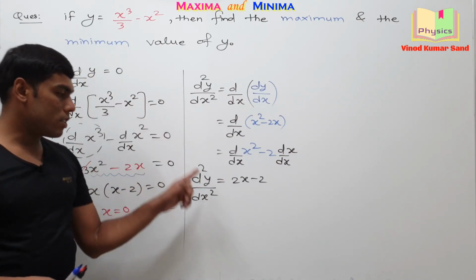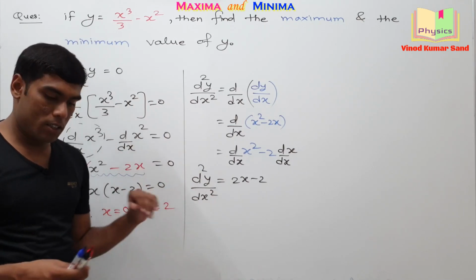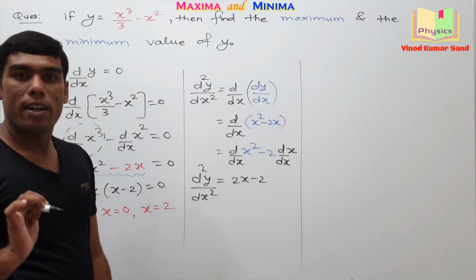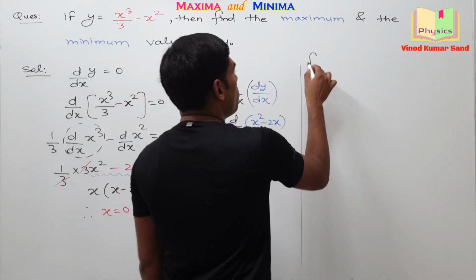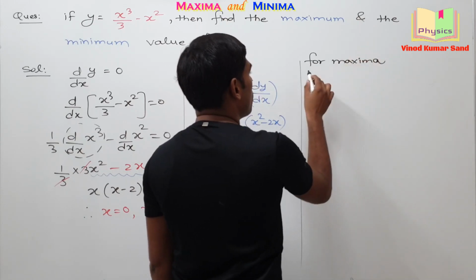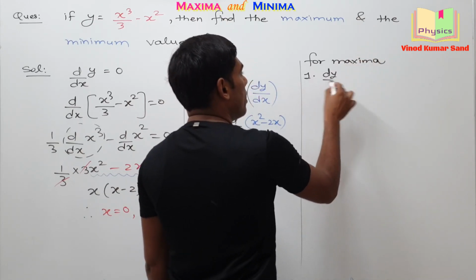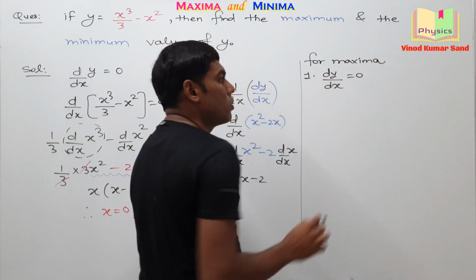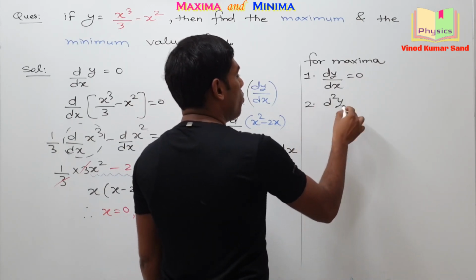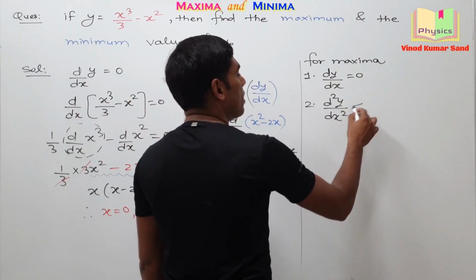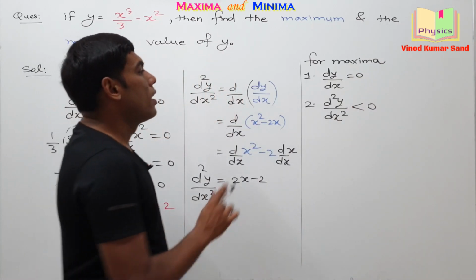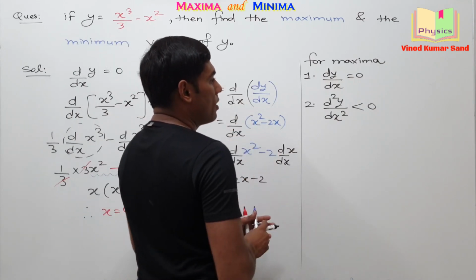dy by dx is equal to 0 and d2y by dx square. Now we are going for the conditions of maxima and minima. Suppose you want the maxima. For maxima, we know the first condition, dy by dx must be equal to 0, and the second condition, d2y by dx square should be less than 0. Getting my point? So let us satisfy these two conditions.